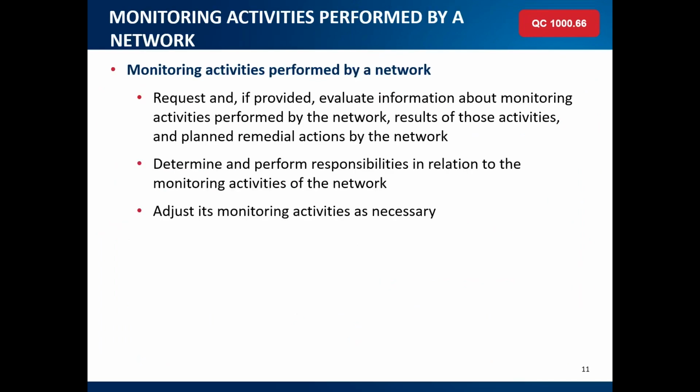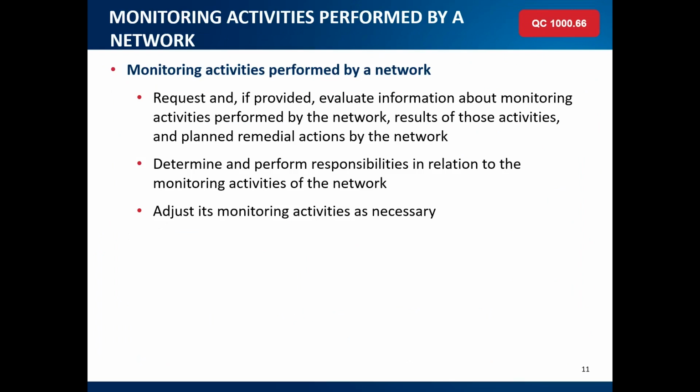So lastly, let's discuss the requirements for monitoring activities performed by a network. Network monitoring activities may include, for example, monitoring the effectiveness of network resources or services that firms in the network are required to use in their QC system. If a network performs monitoring activities relating to the firm's QC system or the firm's engagements, QC 1000 includes 3 requirements. First, the firm requests, and if provided, evaluates information about monitoring activities performed, the results of those activities, and remedial actions the network has planned.